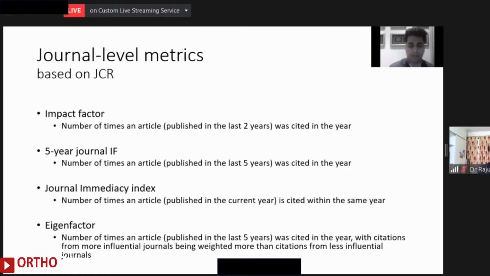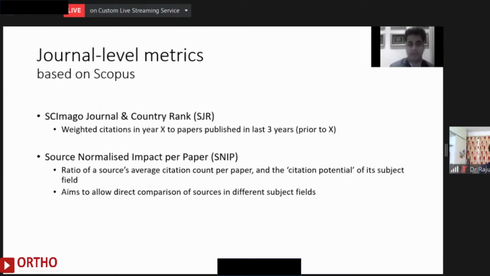The eigenfactor is sort of a weighted citation index, which basically measures the number of times an article in the last 5 years was cited in that year, with citations from more influential or more important journals being weighted more than citations from less influential journals. So you have a lot of metrics, and through Scopus you can also measure journal and country rank of a particular journal. So this is the Scimago journal ranking, which is the weighted citations in that year to papers published in the last 3 years. And that gives a sort of ranking of that journal in the whole year.